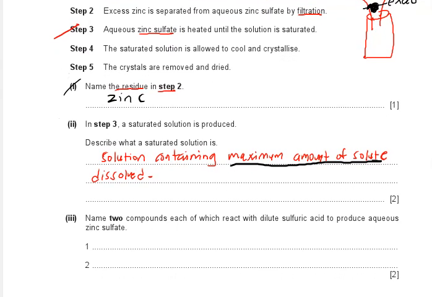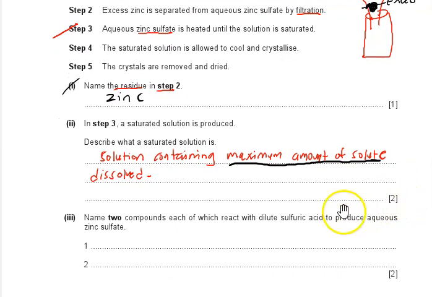Name two compounds, each of which reacts with dilute sulfuric acid to produce aqueous zinc sulfate. They are asking for two compounds, so you can put here zinc oxide, zinc carbonate, or you can also put zinc hydroxide. So these are the compounds, but I gave you three answers. We move on with the next question.